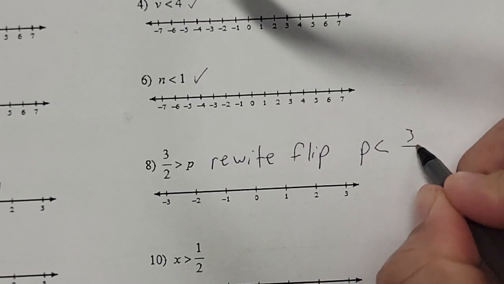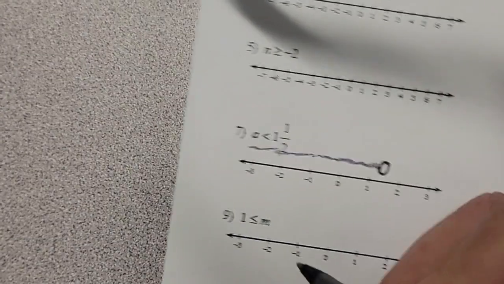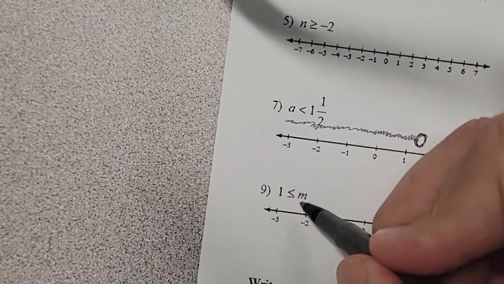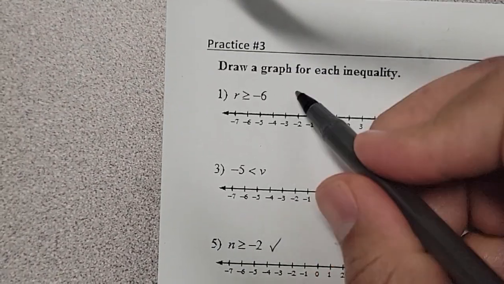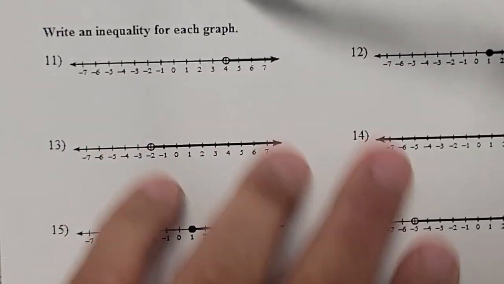And then 3/2. Now we can graph it. So make sure that the symbol is on the side. Rewrite this one. This one's good. Rewrite this one. This one's good. And yeah, this is the same as last time, so that hasn't changed. Just be careful with those rewrites.